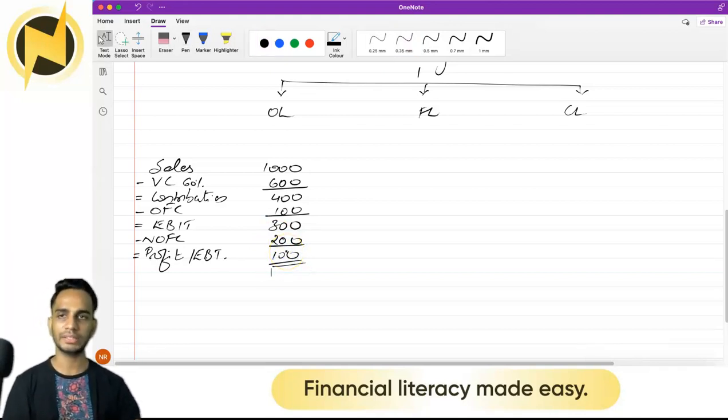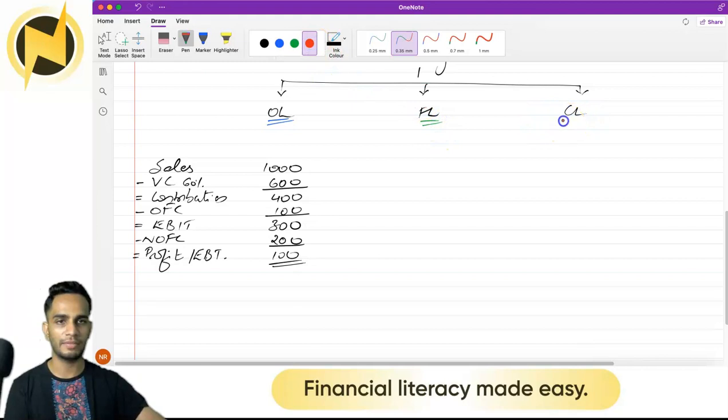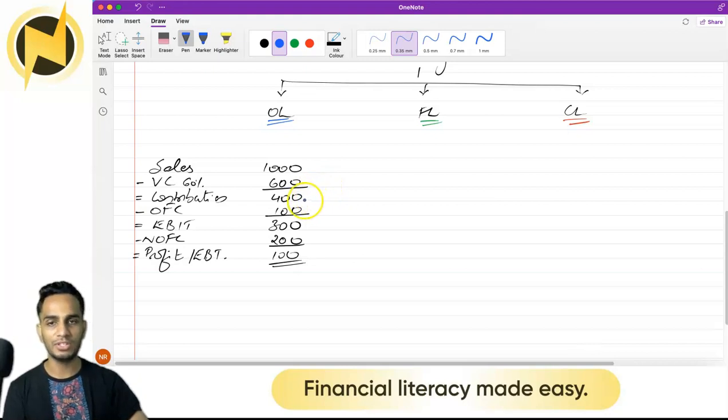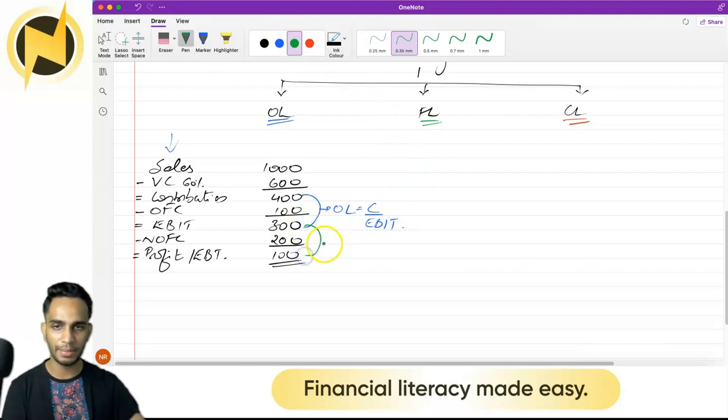Clear? Yes. Now, I'll show you what the different kinds of leverages are. We'll use three colors. Let operating leverage be in blue, financial leverage in green, and combined leverage in red. Let's first do operating leverage. All the leverages are like a division formula with a numerator and a denominator. For operating leverage, you take contribution and EBIT: contribution divided by EBIT. For financial leverage, you take EBIT and EBT, so it is EBIT by EBT.